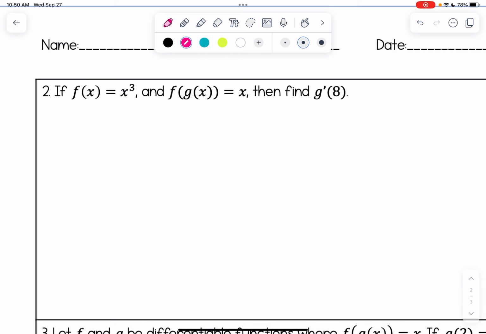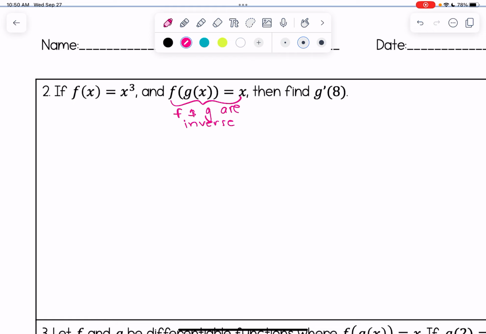Okay, now let's look at something that appears to be a little bit different, although it's a similar concept. So f of x is equal to x cubed. f of g of x is equal to x, and then we're going to find g prime of 8. So what this means is that f and g are inverse functions. Okay, we know that because when you compose two inverse functions, you get back the identity function, which is x. So this is the problem's way of telling us that f and g are inverses.